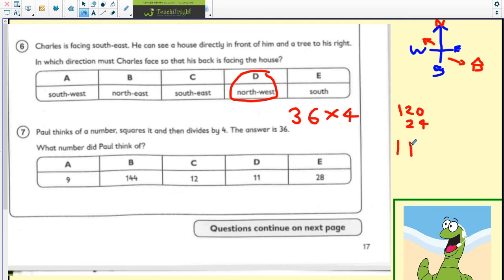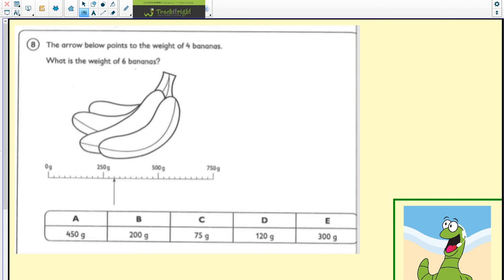So that's 144. He thinks of a number and squares it, so something squared equals 144. The answer is 12, because 12 squared equals 144. So let's just check. 12 squared is 144, divided by 4, 36. Good. Question 8.